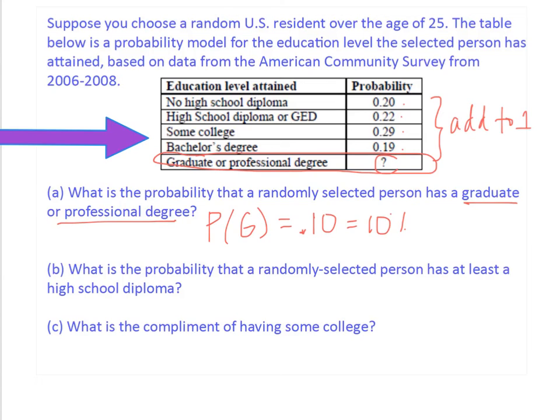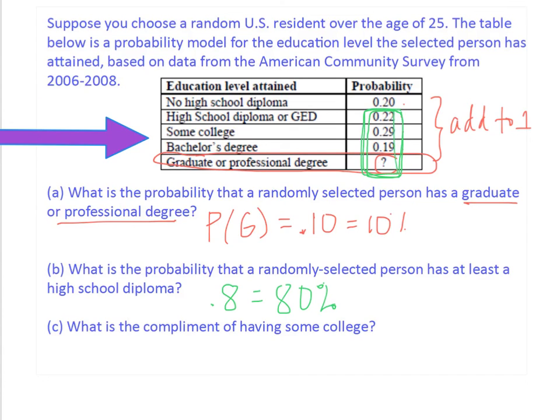Part B says, what is the probability that a randomly selected person has at least a high school diploma? Well, if I think about at least a high school diploma, that would be everything below the no high school diploma. So at least means at or above. So when I add those up, the probability would be 0.8 or 80%. So that's using my second rule, adding together different events.